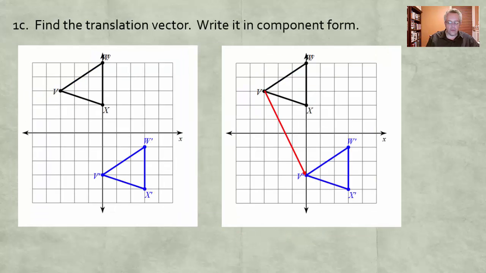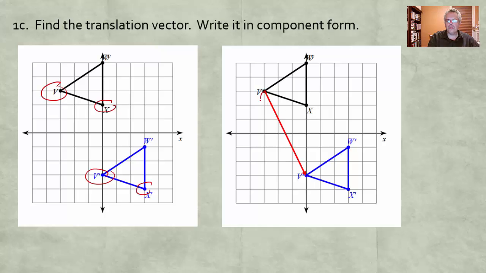All right, we're going to practice one more of these. Again, the black triangle, triangle XVW, got translated to the blue triangle, X prime, V prime, W prime. Well, how did it move? How did X move from there to there? And how did V move from here to here? This is what this red arrow tells me. Okay, so let's figure out what happened.